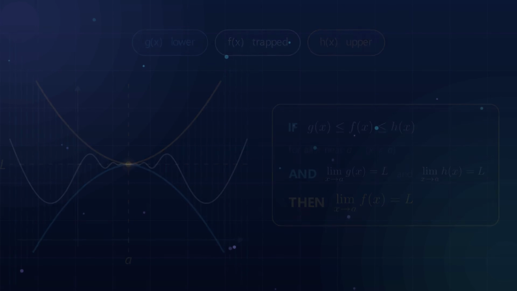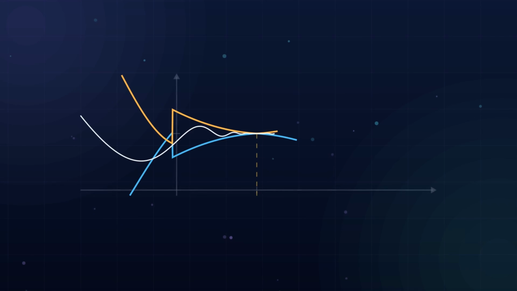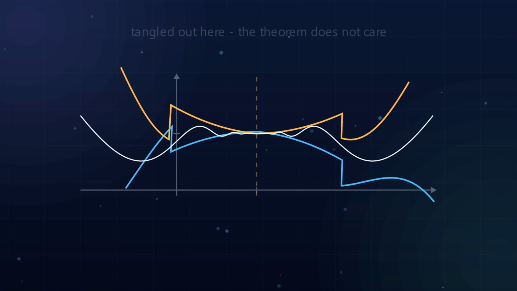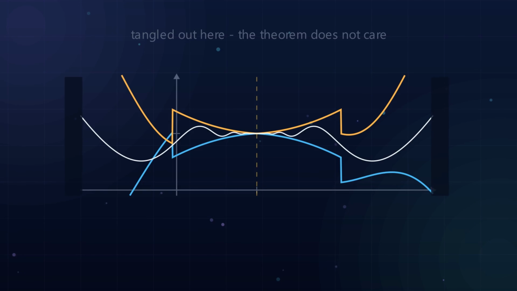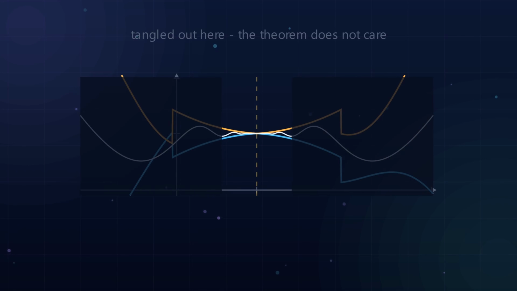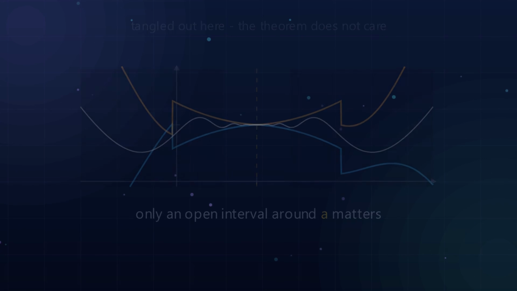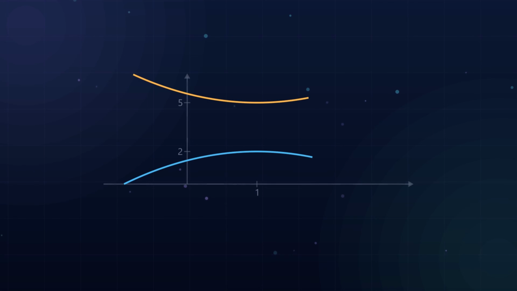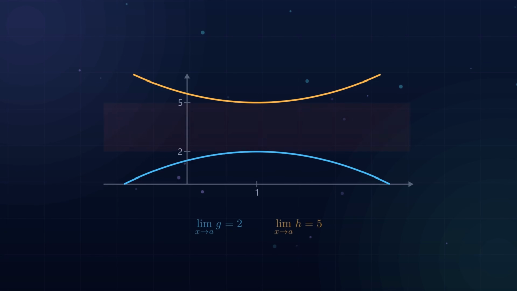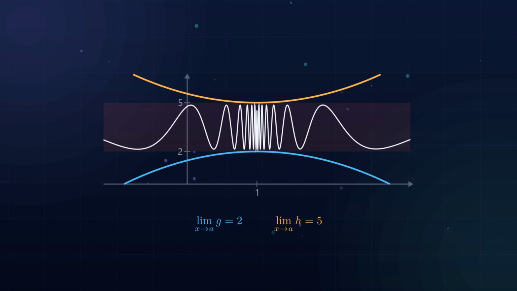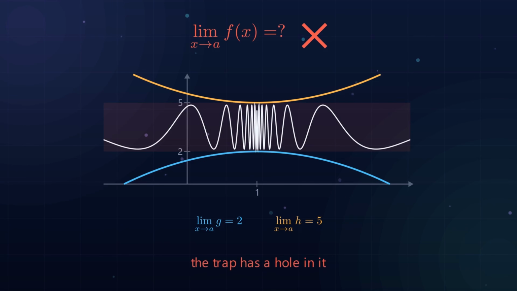2 pieces of fine print, and they are where marks get lost. First, the sandwich only has to hold near a, not everywhere. The curves can cross, tangle, and misbehave far away, and the theorem does not care. Second, and this one is fatal, the 2 outer limits must be the same number. Watch what happens if they aren't. Here the lower bound goes to 2, and the upper bound goes to 5. The middle function can now oscillate forever between them and never settle. The trap has a hole in it.